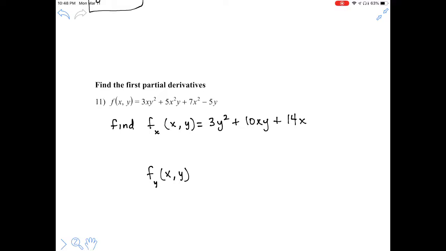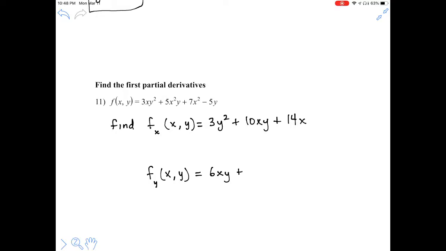Next term's easy. It's 14x. Now the derivative of 5y, since y is just a constant, the derivative of a constant is 0. Now for this one, we're taking the derivative of pretty much here just y squared, which is 2y. The 2 would multiply with the 3 to make 6, so it's 6xy.